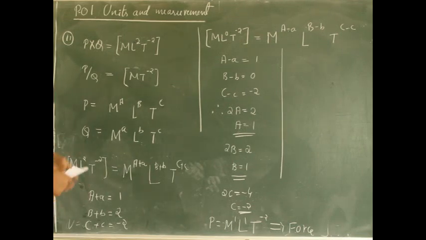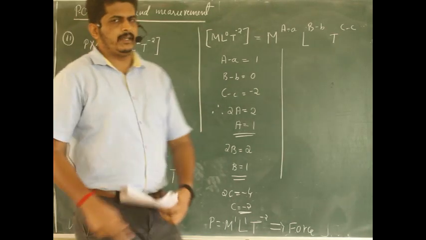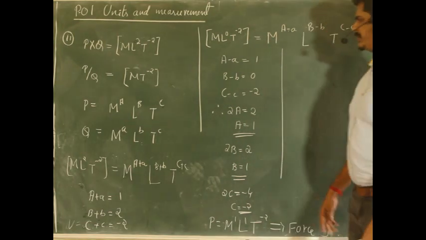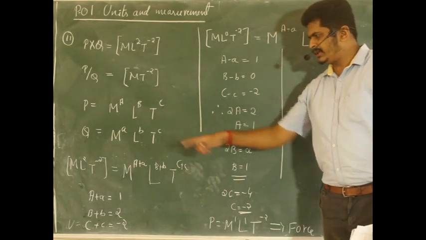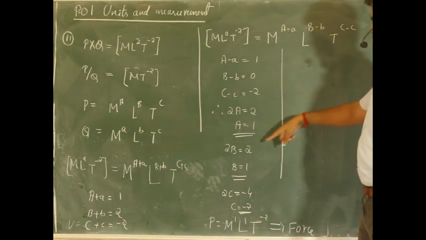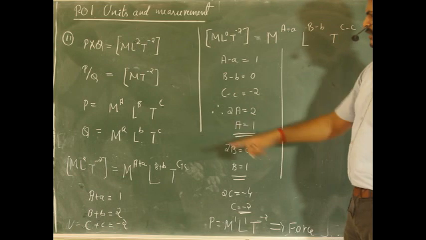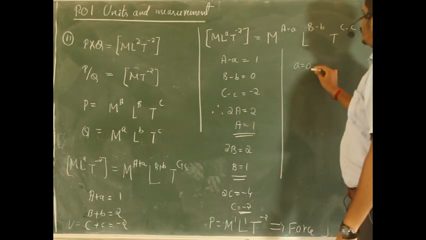So Q, let us discuss. Q means small a, small b, small c. So let me evaluate now. Let us take the values of capital A, capital B, capital C, and equate that on any one of the equations, either this or that one. So we came to know that A is equal to 1. Put A equal to 1 there, so we can say small a becomes equal to 0.